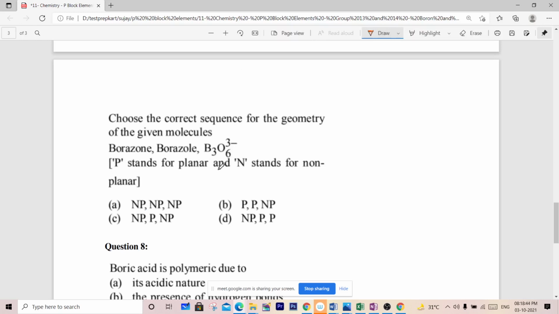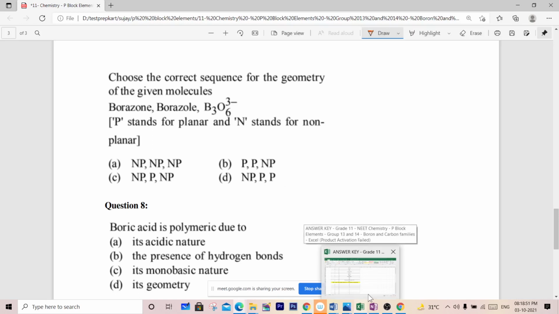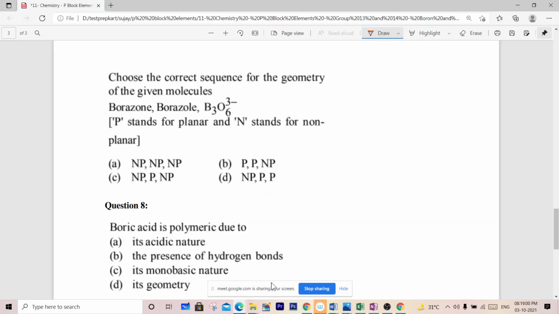Borazone and borazole: P stands for planar and the other stands for non-planar. This you have to remember. This is non-polar, this is polar, and this is also polar. Just remember it.